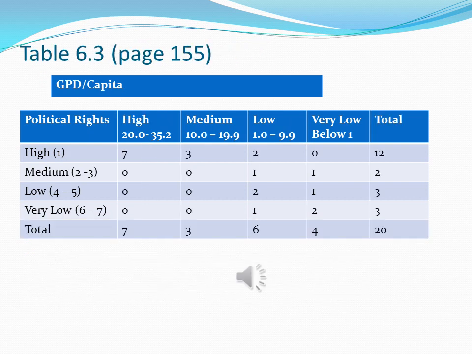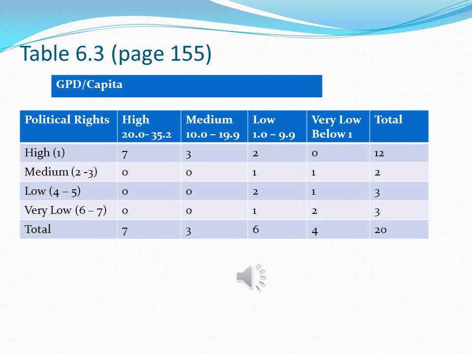This slide is table 6.2 in your Sirkin text, page 155. As you notice, they converted all the tally marks to actual numbers. You have the columns from left to right, political rights, then you have the column high, 20.0 to 35.2, medium 10.0 to 19.9, low 1.0 to 9.9, very low below 1, and then the total column.